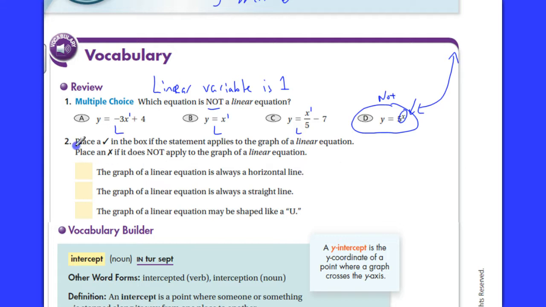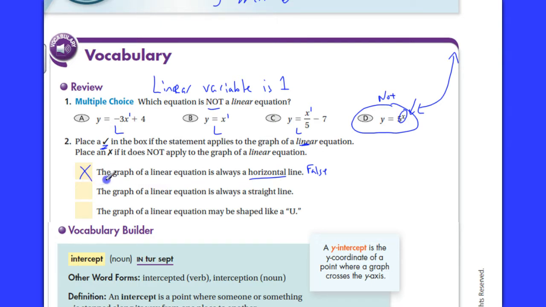For number 2, it says put a check in the box if it applies to a linear graph and X if it does not apply. We could also do true or false. We'll just do this. Check if it is linear. The graph of a linear equation is always a horizontal line. Well, that's not necessarily the case. So that's really a false, because it doesn't have to be horizontal. It does have to be a line, but it does not have to be horizontal.